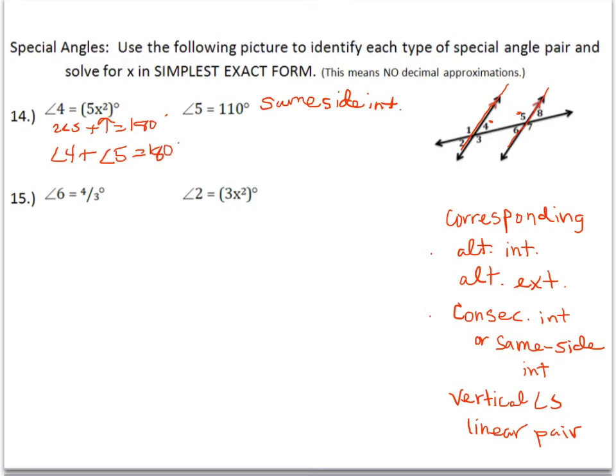Well, that means our equation would be 5x squared plus 110 equals 180. I didn't leave much room on this, sorry. When I subtract 110 from both sides, I get 5x squared equals 70. When I divide 5 out of both sides, I get x squared equals 16. And when I take a square root of both sides, I get x equals positive or negative 4. It's fine if you just put 4 down because we haven't been worrying about the positive or negative.